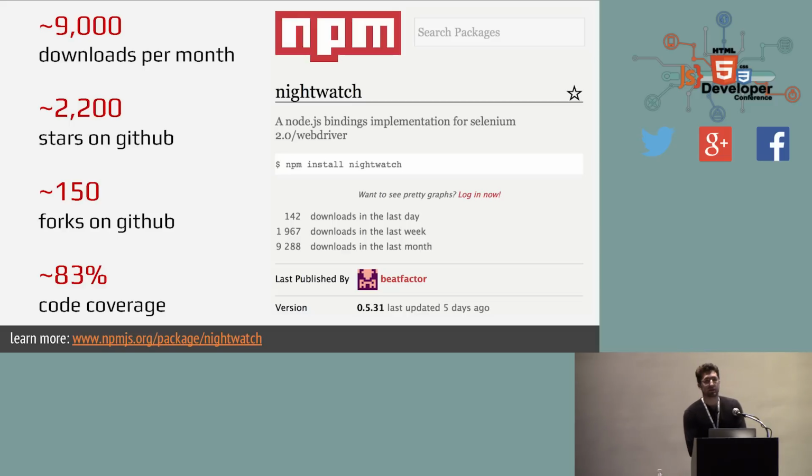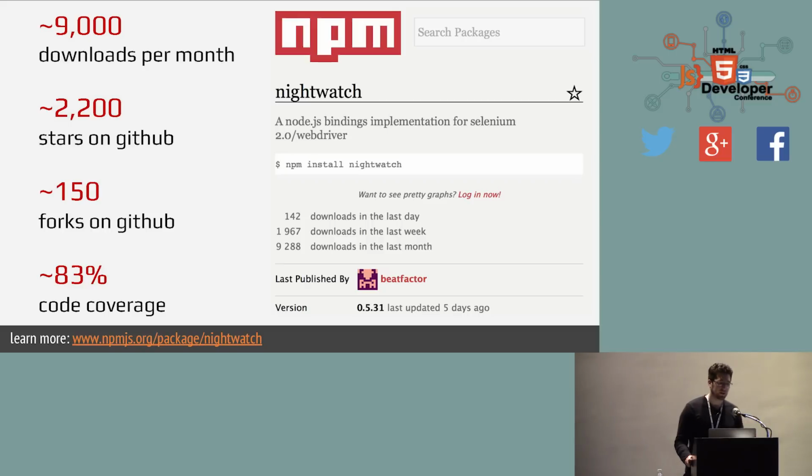So a couple of quick stats. Looking at NPM, we can see that it's fairly popular. We've got 9,000 downloads roughly last month. It's not huge, not anything compared to Mocha or some other testing libraries, but I think it's definitely growing. I gave this talk last June, and at that point in time, it got about 5,000 downloads a month. So we're definitely seeing a trend towards adoption.